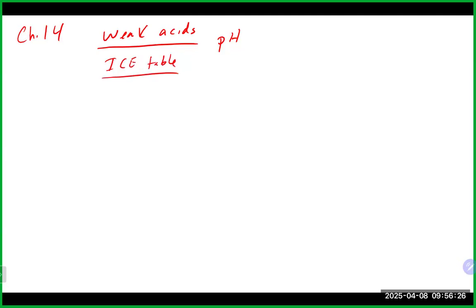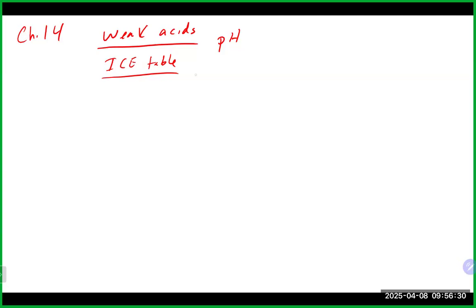Chapter 14, and last time before the exam, we started talking about weak acids. And again, when we want the pH of weak acids, because they are weak, they obviously will set up an equilibrium, which means you do need to do an ice table. And really, the ice table is the same as all the other ice tables that we've done.